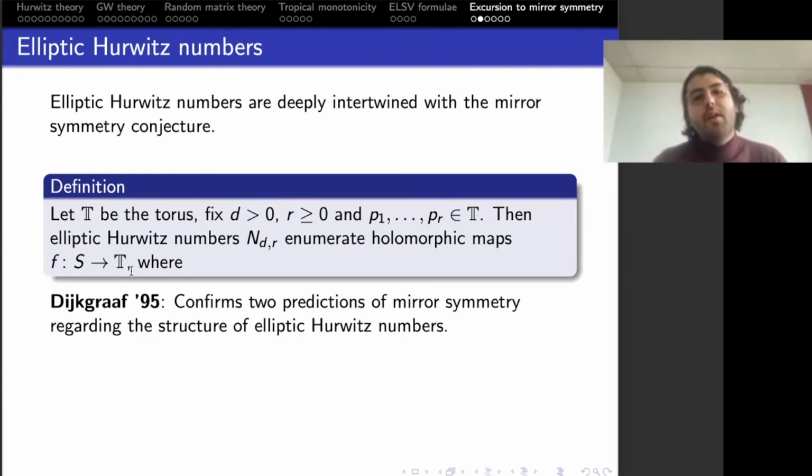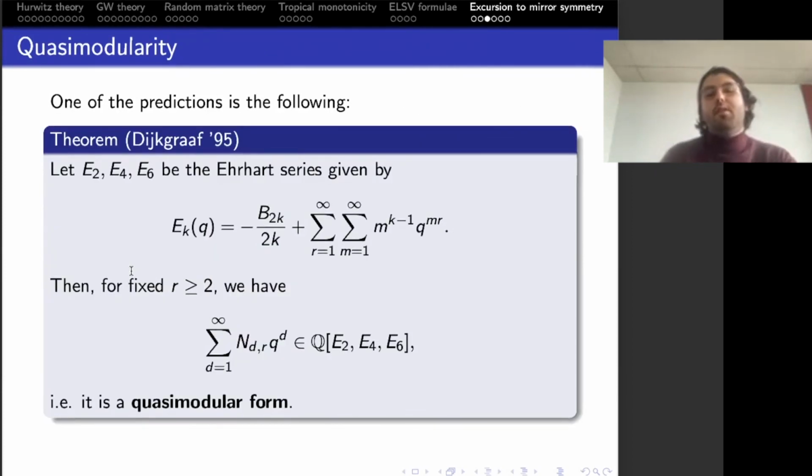So in 1995, Dijkgraaf confirmed two predictions of the mirror symmetry conjecture regarding the structure of elliptic Hurwitz numbers, and one of these predictions is the following. Dijkgraaf proved in 1995 that if you take E2, E4, and E6 to be the Eisenstein series, which are given like this, the important thing to know is that this is a generating series in a variable q. Then for any fixed r bigger or equal than 2, the generating series of elliptic Hurwitz numbers is a rational polynomial in these Eisenstein series. And this is what is called a quasi-modular form. So this is one of the predictions of mirror symmetry, and Dijkgraaf proved that this is indeed true for elliptic Hurwitz numbers in 1995.